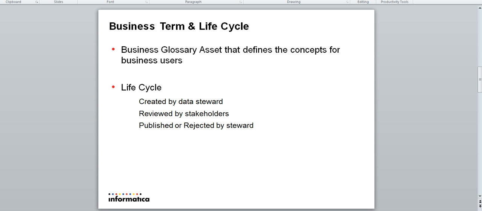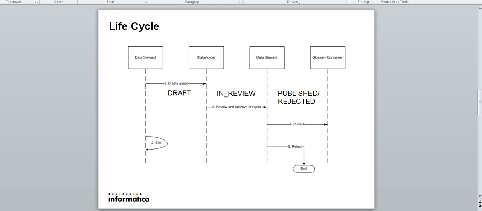A business term in data quality is one of the business glossary assets, which is nothing but a word or a phrase that defines the concepts for business users within an organization. These business terms are created by data stewards and reviewed by stakeholders, and the terms are finally published upon approval from the stakeholders. Let's take a look at the life cycle of the business term.